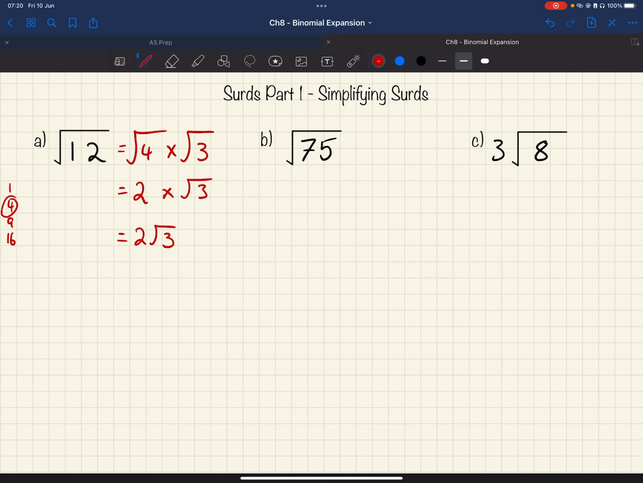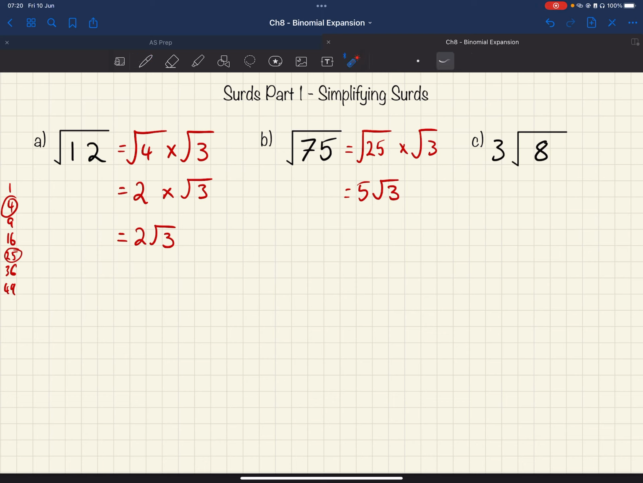Now I'm going to do the same thing with part B, except this time with root 75, I need to try and find the largest square factor. So I'm going to keep going in my list, and hopefully we can see that 25 is going to be the one. And one little tip that I would always say is always write down your square factor first. That way it will be less confusing of which one you're going to simplify, and we can go straight into 5 root 3.